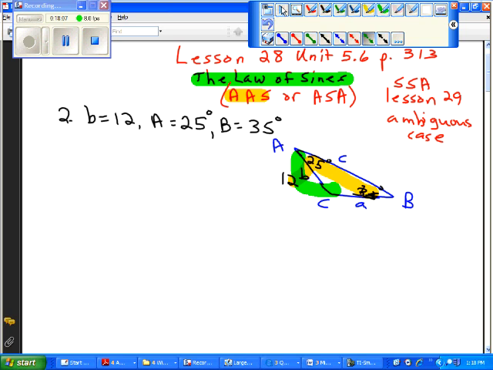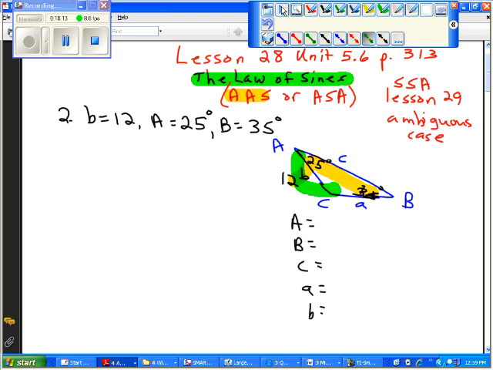All right, so we're going to find angle C, little a, and little c. They already told us that angle A was 25 degrees and angle B was 35 degrees and that little b was 12. How can we get angle C right quick? 180 minus 25 minus 35 is 110 degrees for angle C.